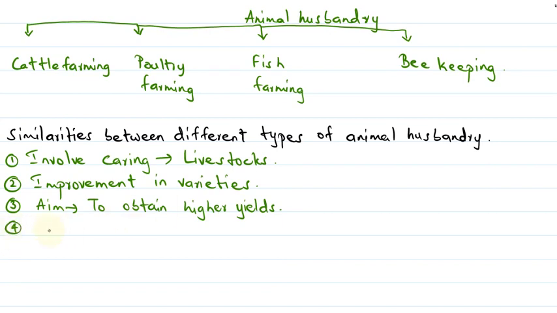Then the next similarity we can say is the techniques are performed for commercial purpose. Okay, so these different types of animal husbandry that are in practice, these practices are performed for what? For commercial purposes. Okay, so this is also a similarity.